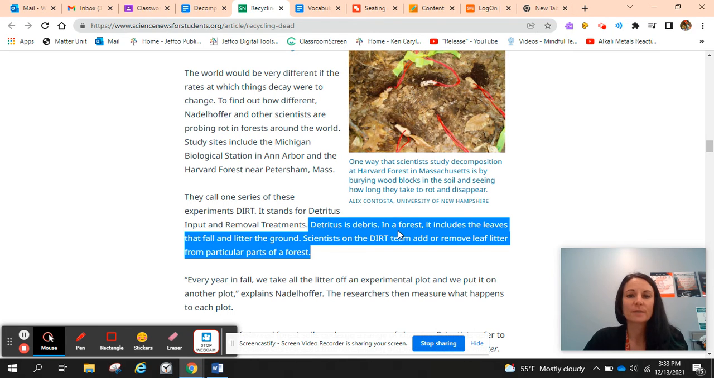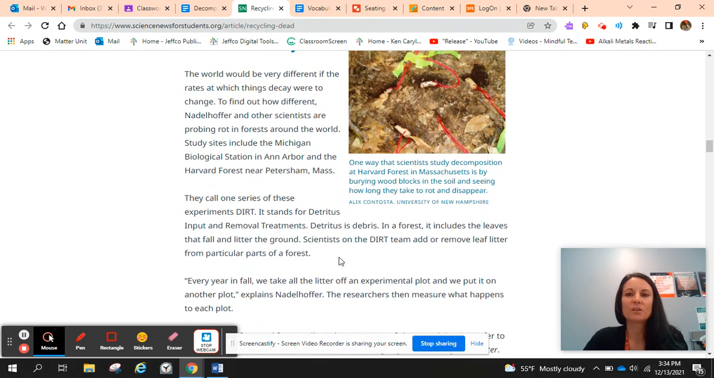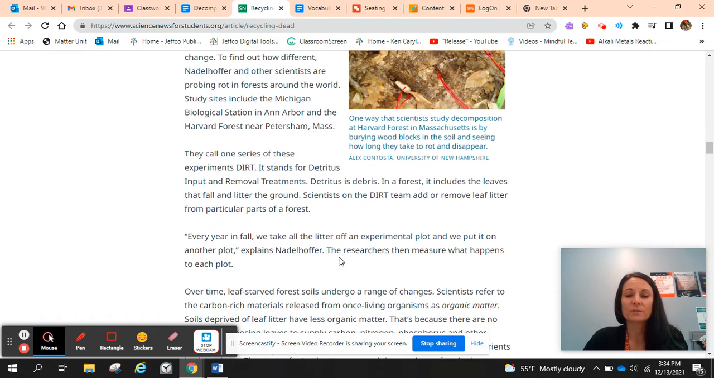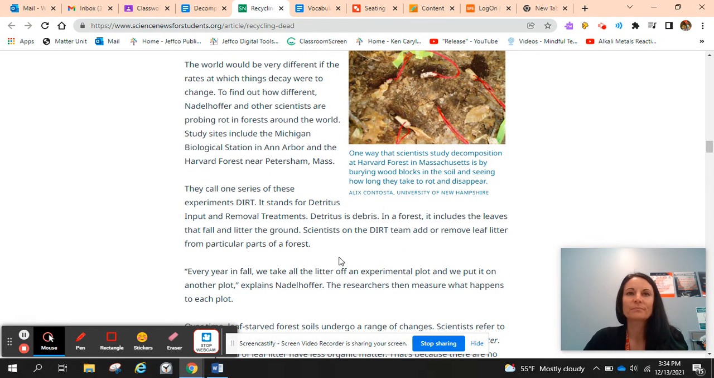Detritus is debris. In a forest, it includes the leaves that fall and litter the ground. You learned this yesterday on Monday when you listened to the TED Talk Part 4 about what detritus is. So it's just a fancy word for all the leaves that fall off the trees, maybe stems, old parts of trees and plants. So what he's saying here is that every year they measure the soil as part of this project to see what kind of changes it's undergoing, to see if these leaves that humans often want to rake up and put in nice piles and in plastic bags, what their purpose is in nature.